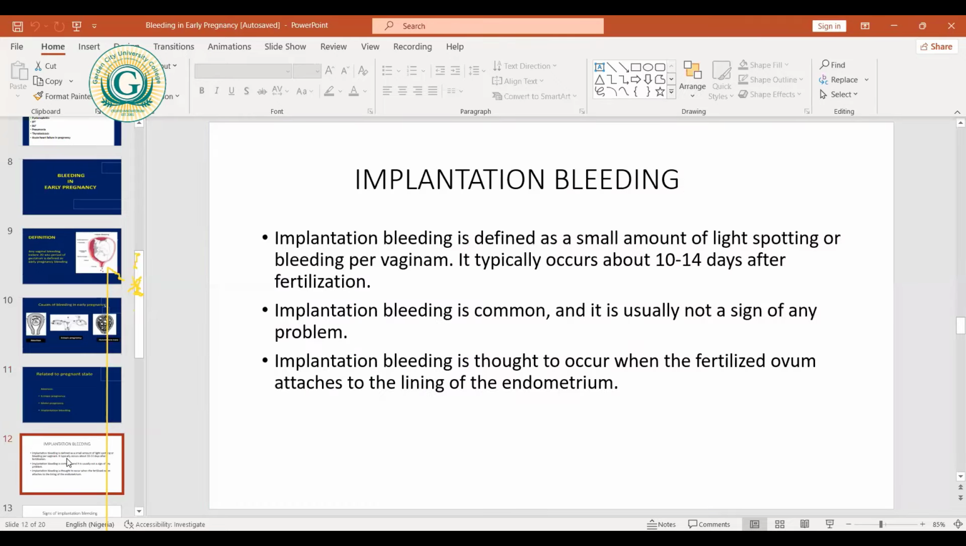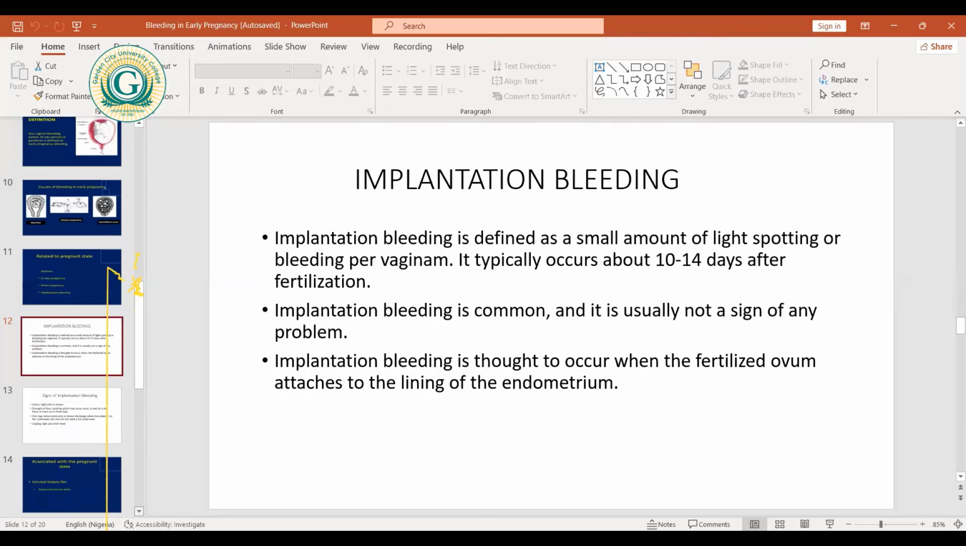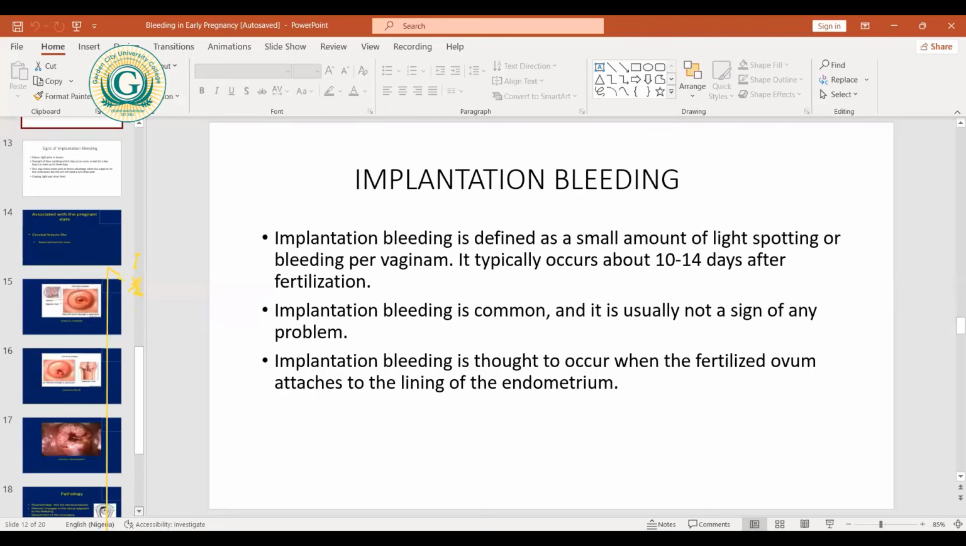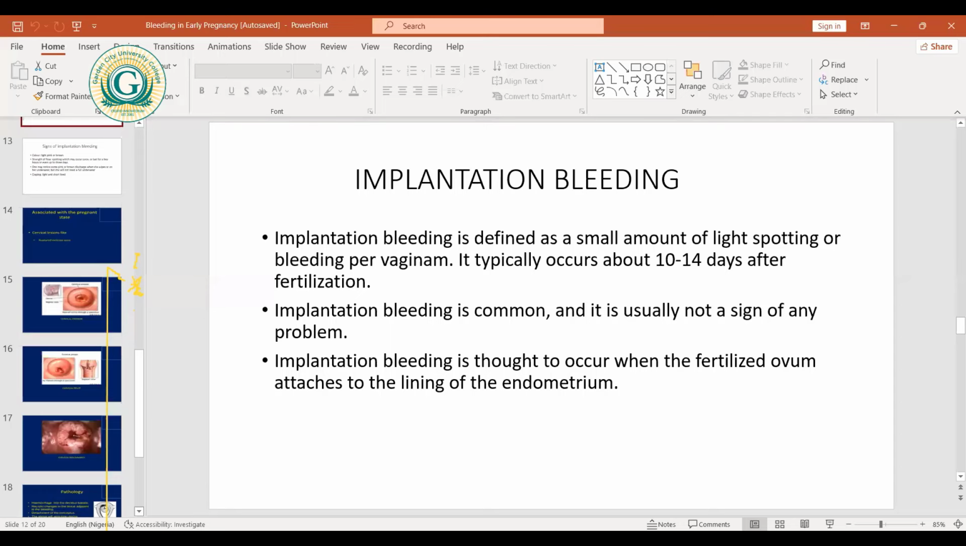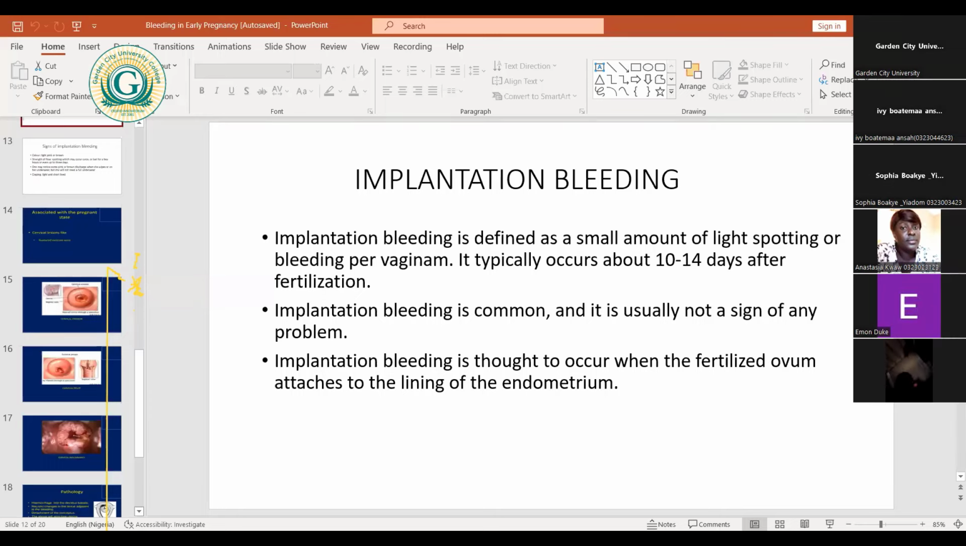So this, explained it to us earlier, that this bleeding is small in amount and appears in the third week, having missed your period. Bleeding occurs when the fertilized ovum attaches itself to the lining of the endometrium. That is what I have said, and I have told you that before.